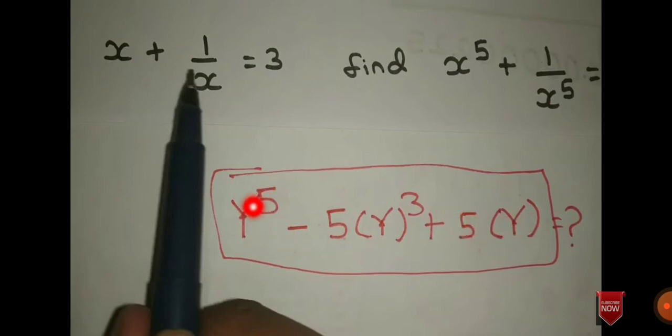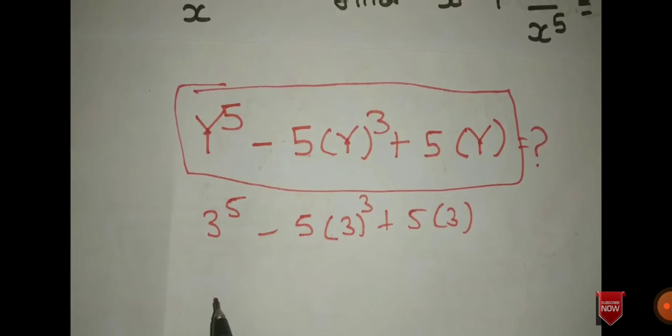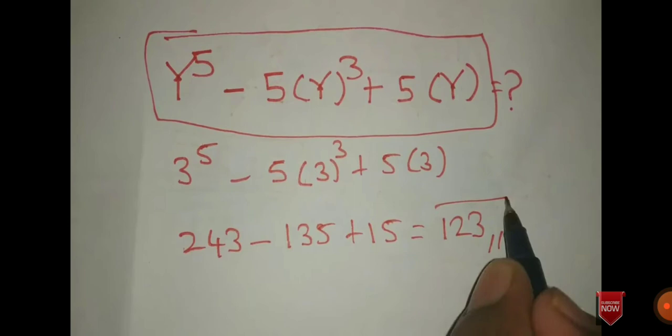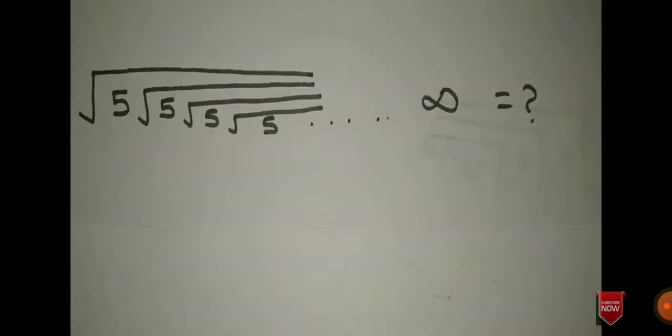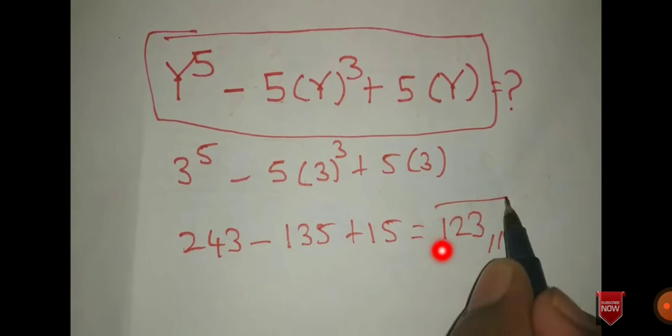So in the place of y, we are going to replace 3. So whatever answer you are getting, whether it is 3 or 4 or 5, just write the same answer. See here, 3 power 5 minus 5 into 3 cube plus 5 into 3. 3 power 5 means you will be having 243. 3 cube into 5 means 135. 5 into 3, 15. So if you add all the 3 numbers, you will be getting an answer as 123. See here, 123 is the solution.